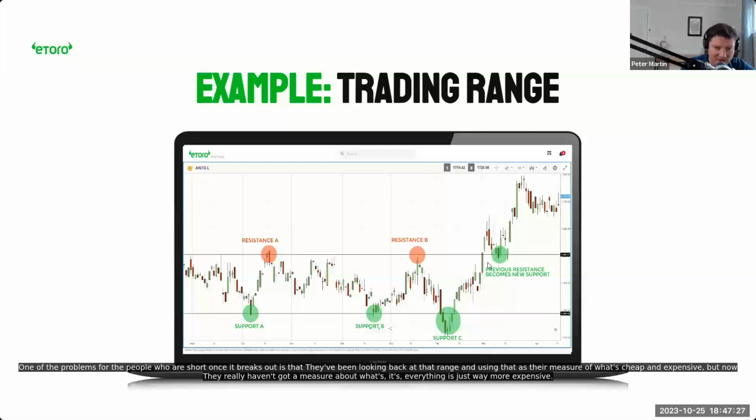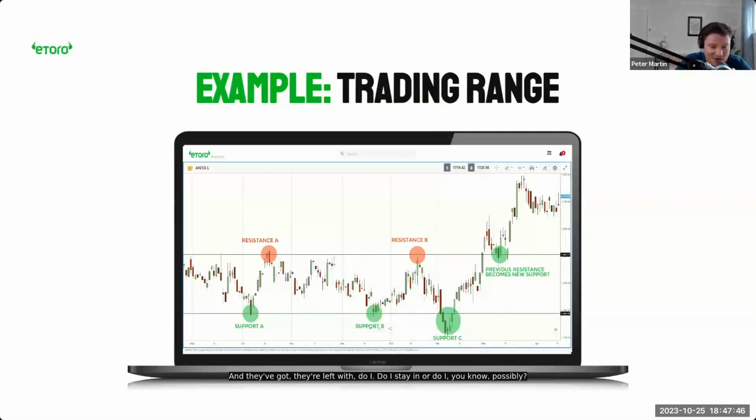And one of the problems for the people who are short once it breaks out is that they've been looking back at that range and using that as their measure of what's cheap and expensive. But now they really haven't got a measure, it's just everything is way more expensive. And they're left with, do I stay in, or do I possibly get caught the wrong side massively? I'm already on a loss.